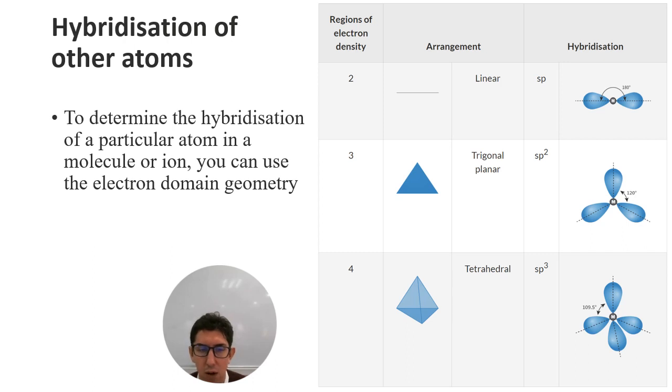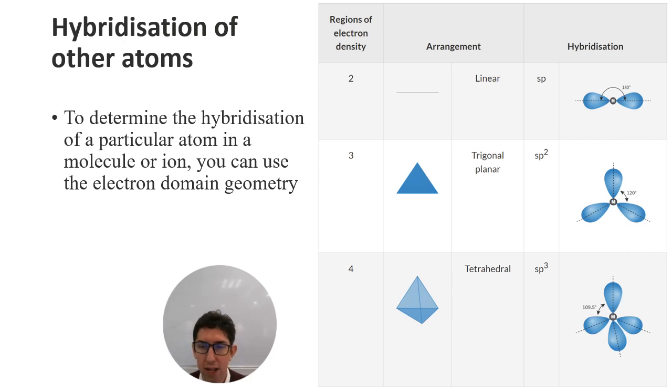So you're going to have 1 electron from the s, 1 electron from the p, and 2 hybridized orbitals. If there are 3 electron densities, remember including lone pairs, we're going to get trigonal planar, sp2, with 3 hybridized orbitals, one from s and 2 from p. And 4 electron domains are going to have tetrahedral, sp3. So you need to remember: linear, sp; trigonal planar, sp2; and tetrahedral, sp3.